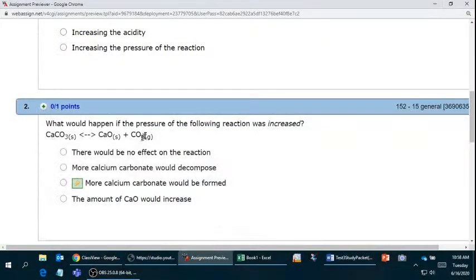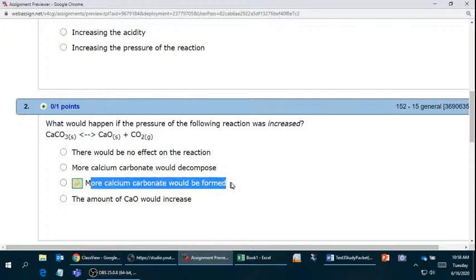So in this case, we're going to increase the pressure. Well, to compensate, it wants to go to a side with fewer moles of gas. So if we look at the right side, we've got 1 mole of gas. On the left side, we don't have any. So it's going to go to the side with fewer moles of gas, which will be the left side. So in this case, we're going to make more calcium carbonate because we're driving the reverse reaction.